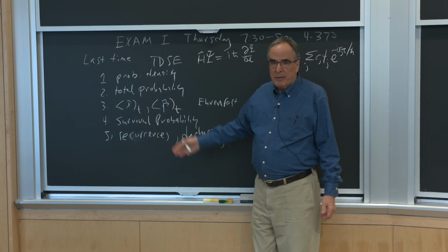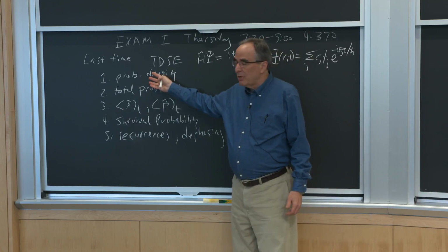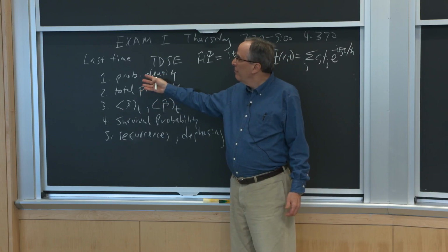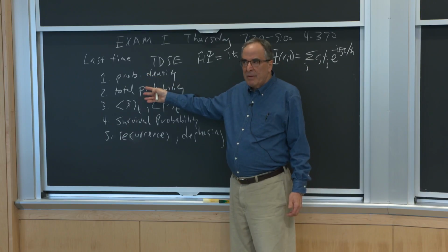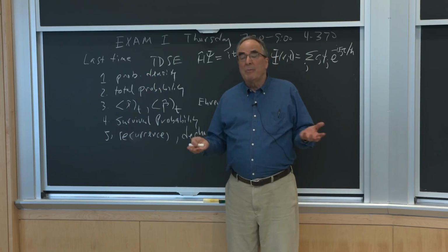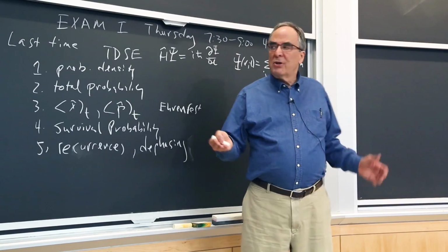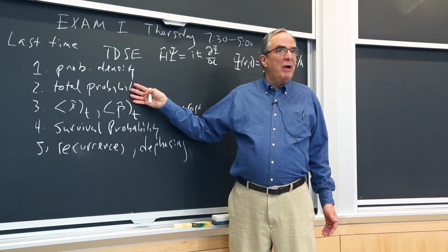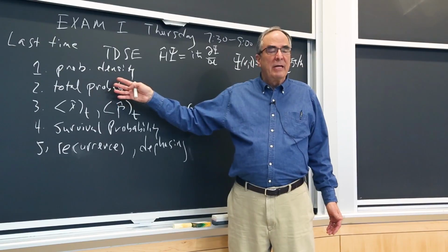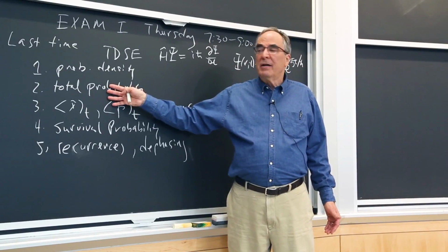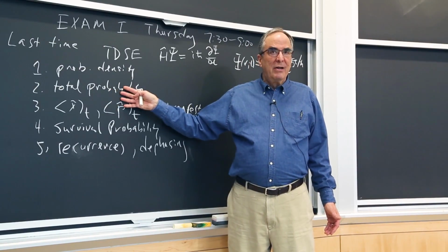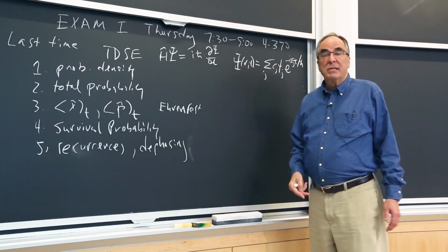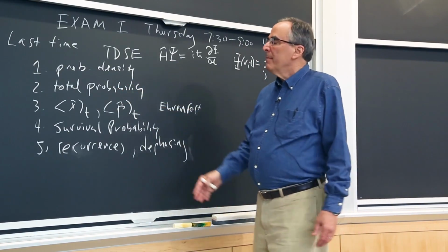Now, the total probability is just the integral over all coordinates of the probability density. And probability is conserved. When you do the integral, the wave functions go away. In this particular case, the integral of psi star psi gives you 1, or a constant, depending on how you normalize things. But it's not time dependent.